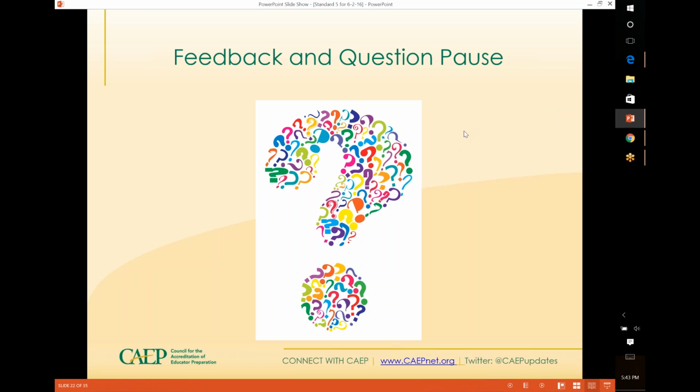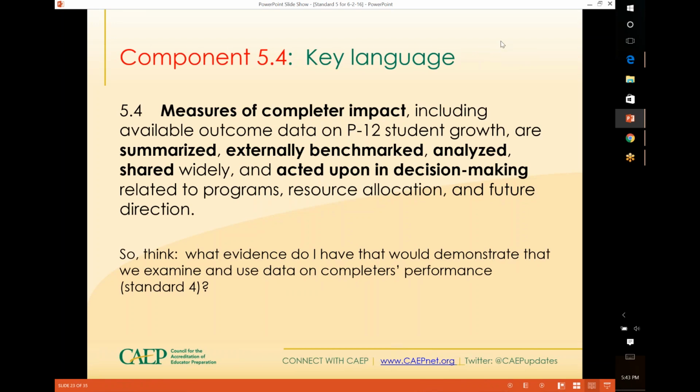Okay, going back to muting you and going on to component 5.4, which is the other component that must be met to pass standard 5. This is a very interesting component to me, because what it's asking is that your measures of completer impact, and that really means standard 4, including available outcome data on P-12 student growth, are summarized, benchmarked, analyzed, shared widely, and acted upon in decision making.